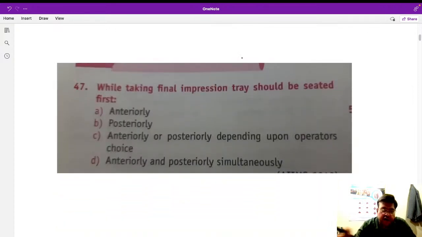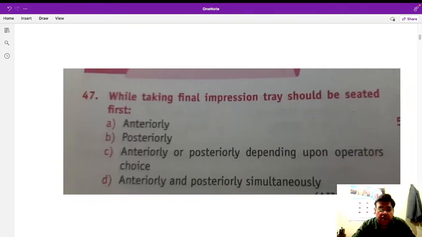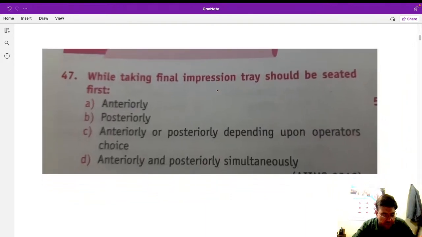Now, I have discussed this question earlier also, but still I feel a lot of you have doubts on this. What should be the answer to this question?